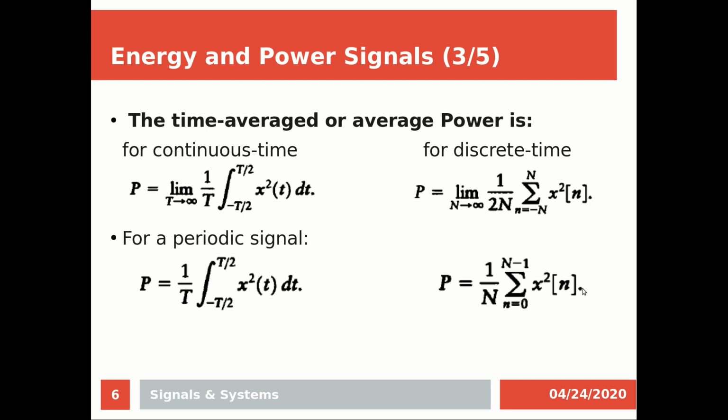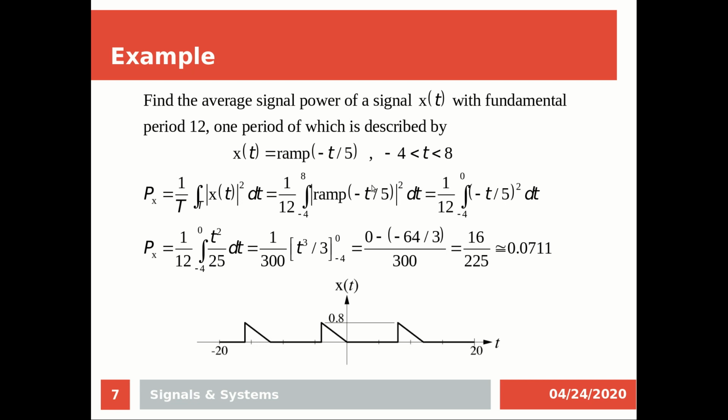So the difference between the signal here and the energy is that we just take the summation from minus N to N, and for the average power we divide by N, or we divide by T. So this is an average of the energy of the signal. Okay, so let's take an example.